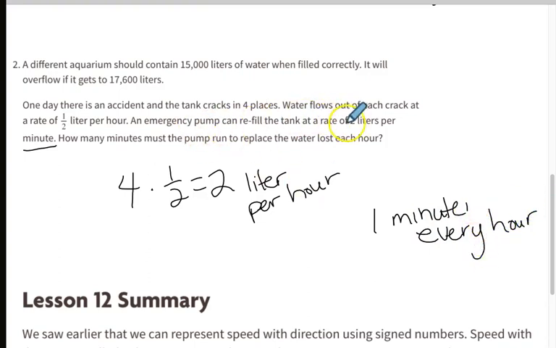Because every hour it's losing 2 liters and every minute it's filling 2 liters. So as long as it runs 1 minute every hour, the tank should be okay.